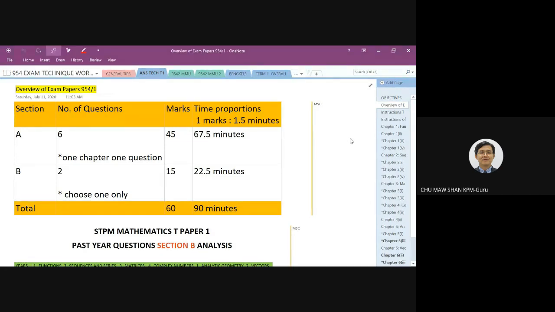So you shouldn't spend too much time on one question. You just have to refer to the number of marks there. If the marks is 3 marks only, you spend 10 minutes, it doesn't worth it. Understand that? To manage your time properly.